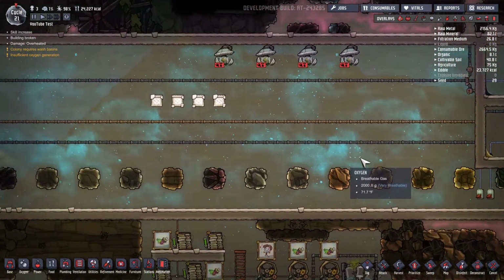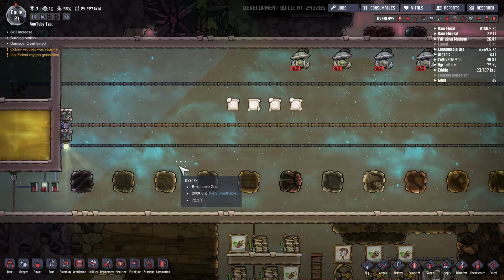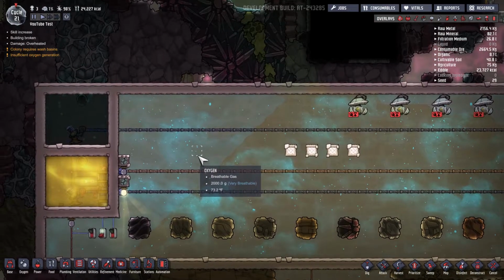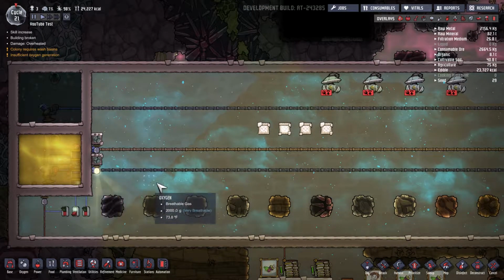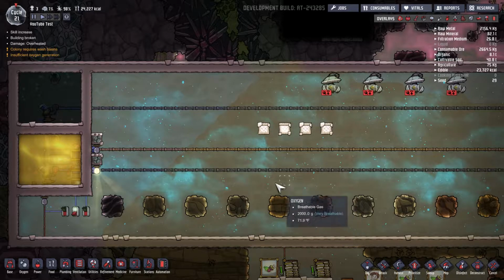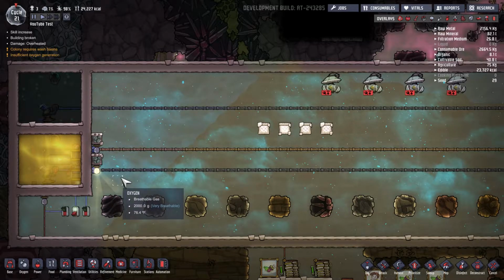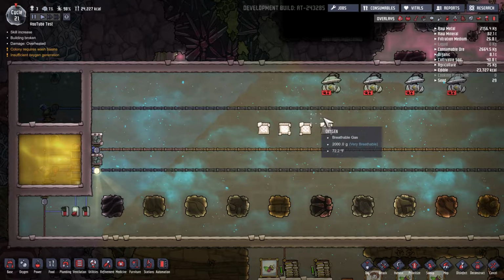So now that we know each material's specific heat and thermal conductivity, that'll let us better decide how to construct our base, using the proper materials in the proper location. For instance, if you're transferring liquids, you want to use the material that has the least thermal conductivity, which is going to be your abyssalite. If you're transferring gases, again, abyssalite's the best material.